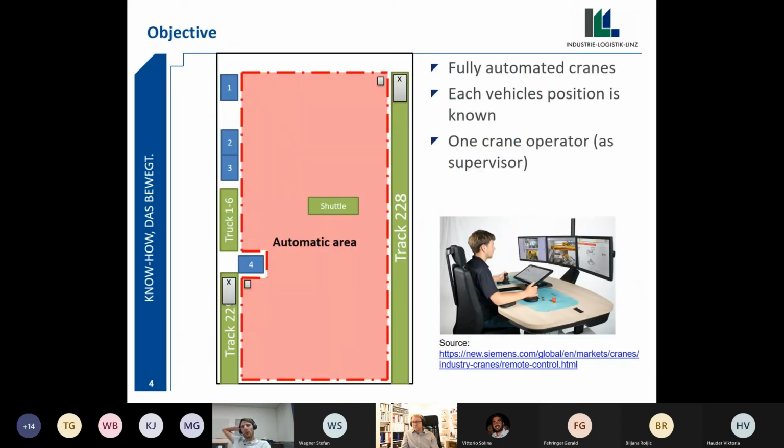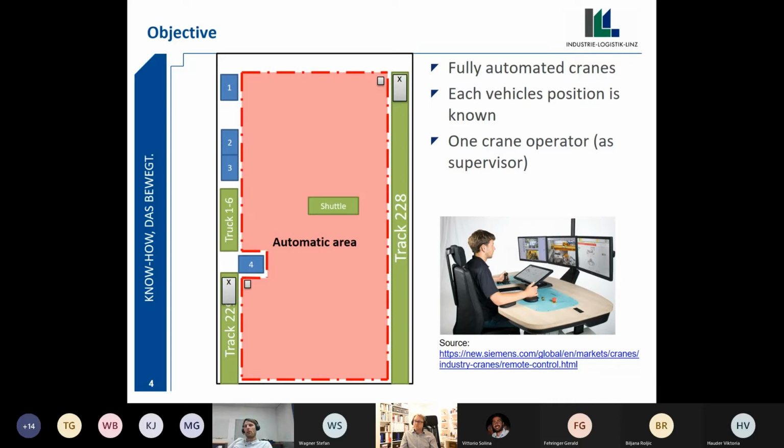What is our objective? We want to fully automate the complete warehouse. It is not that easy to automate such a warehouse because there are many people interacting in it. For example, at the truck slots 1 to 6 on the left-hand side here, we have truck drivers. We also have workers doing some preparation at the trucks or checking the loadings and so on. So there are many people in the warehouse.